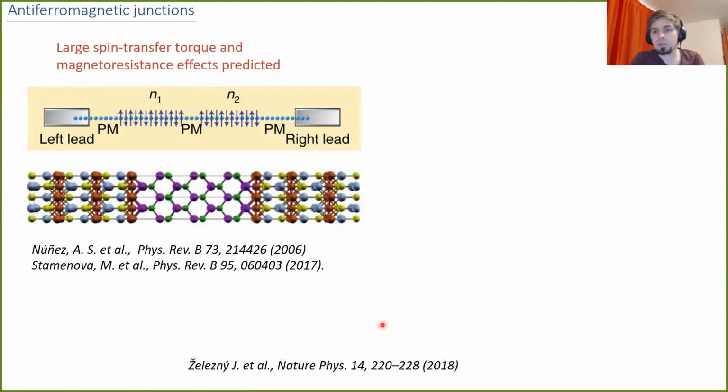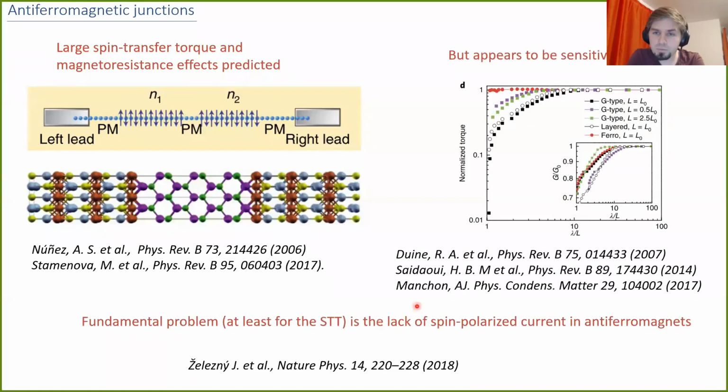And they do find large effects. So there is some magnetoresistance in these devices. Theoretically, they do find large effects: large magnetoresistance, large spin transfer torque. But what also emerged fairly soon is that these effects appear to be very sensitive to disorder, in a way that does not exist in ferromagnets.